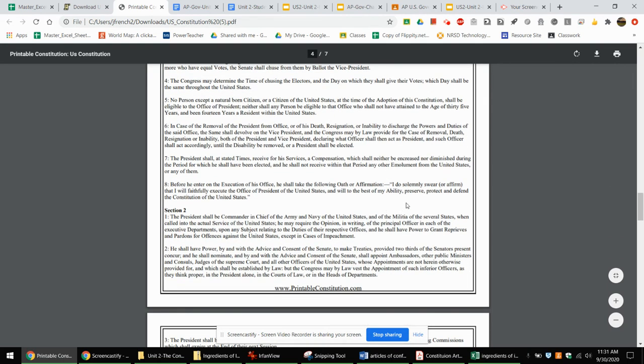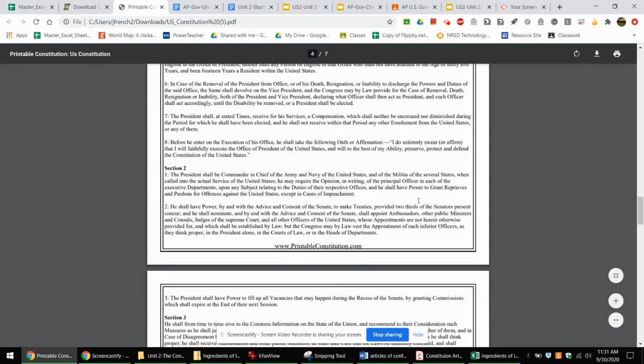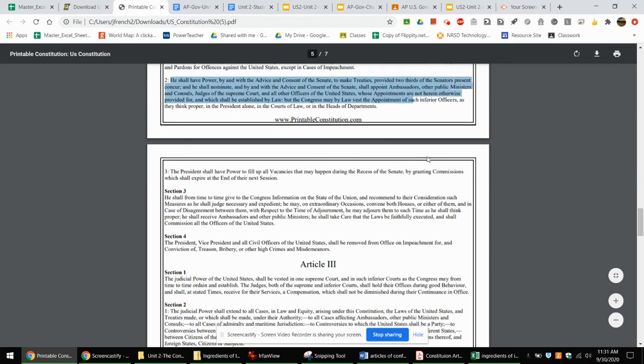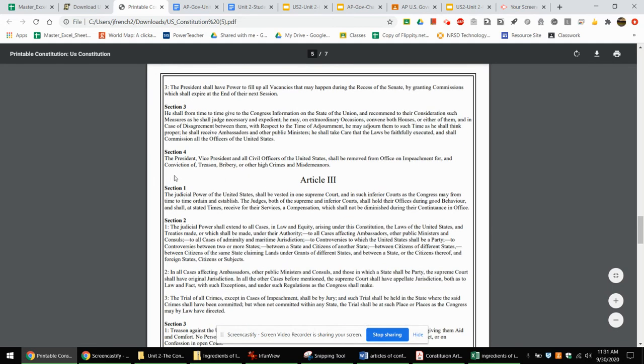Section 2 talks about the powers of the president, so they're commander in chief. They can enter into treaties, but the Senate needs to approve of those treaties with a 2/3 vote. They can appoint people. So that's all the powers of the president. Section 3 talks about the State of the Union address. And then lastly, section 4 is about impeachment. How do you get rid of a president who is abusing their power in office?